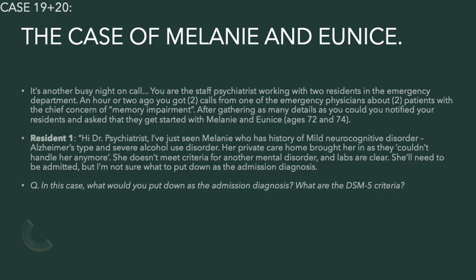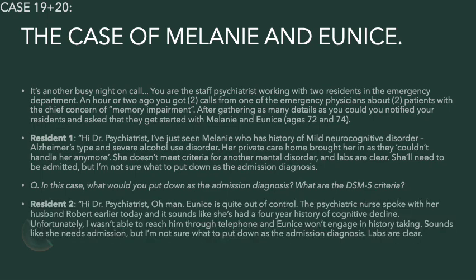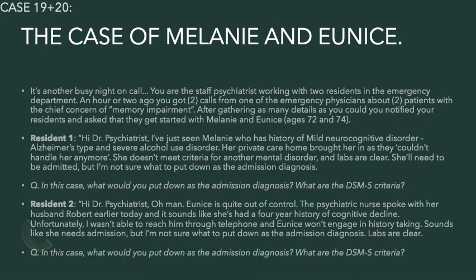In thinking about this, you decide to put resident number 1 on hold and answer the call from resident number 2. Resident 2: Hi, Dr. Psychiatrist. Oh man, Eunice is quite out of control. The psychiatric nurse spoke with her husband Robert earlier today, and it sounds like she's had a 4-year history of cognitive decline. Unfortunately, I wasn't able to reach him through telephone, and Eunice won't engage in history taking. Sounds like she needs admission, but I'm not sure what to put down as the admission diagnosis. Labs are clear. Similar to case 1, in this case, what would you put down as the admission diagnosis? What are the DSM-5 criteria? Are there criteria?